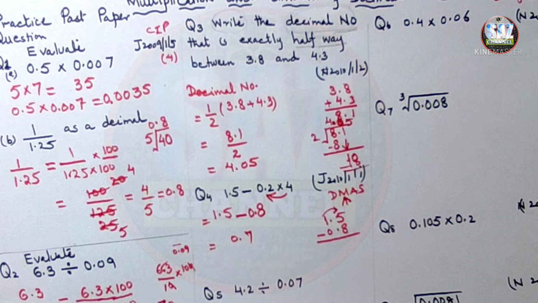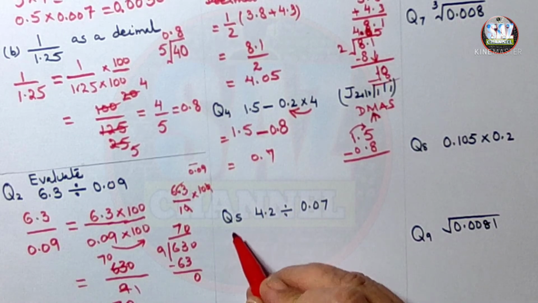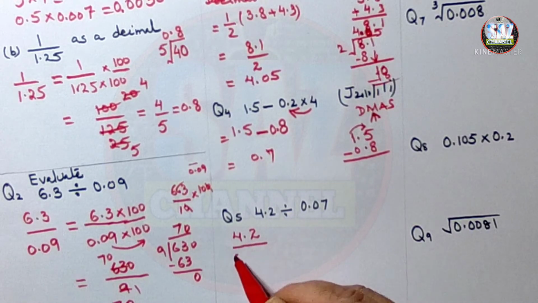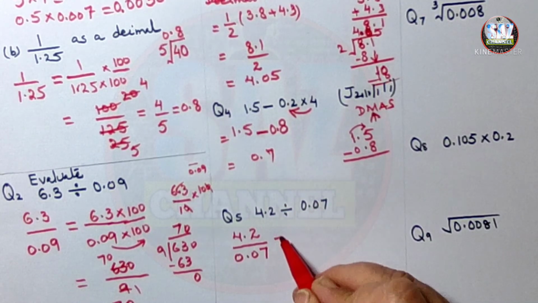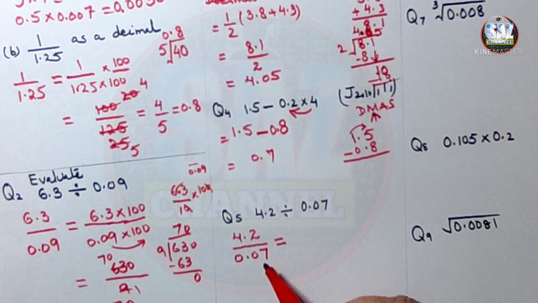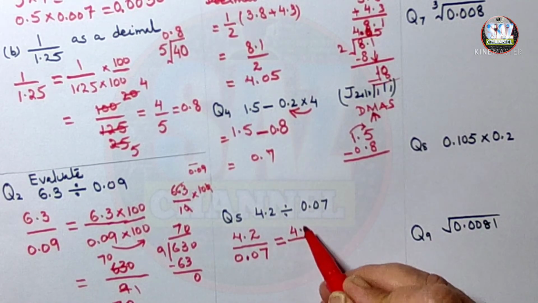And then moving to the next question, that is 4.2 divided by 0.007. Again, recall the rule for the division of decimals. 4.2 divided by 0.007: I have to turn the given number into the form of a fraction by removing the division sign, and after that I have to turn my denominator into an integer by multiplying by a suitable power of 10.